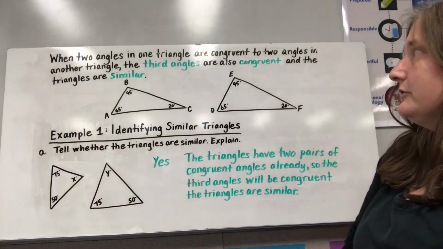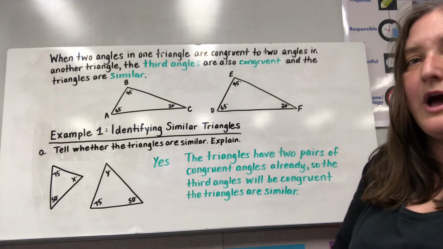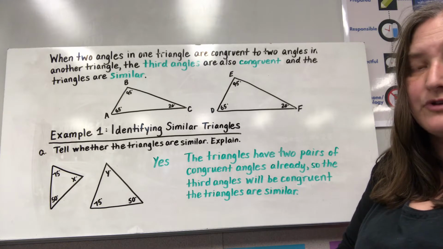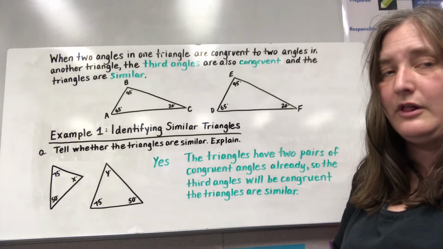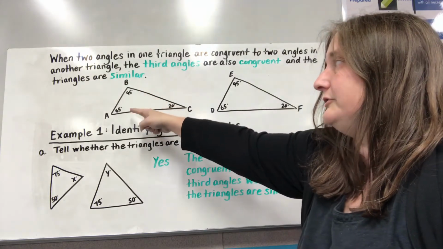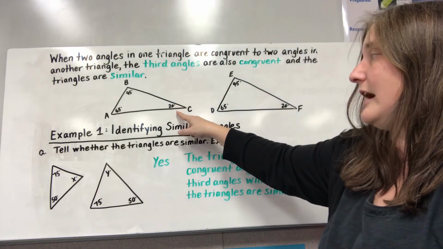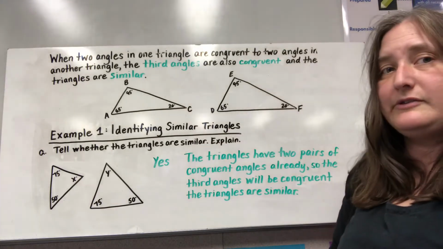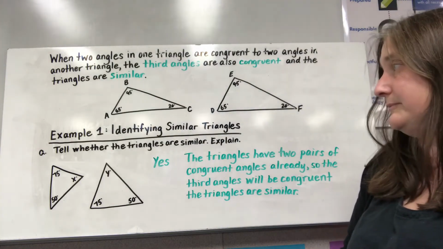So when two angles in one triangle are congruent to two angles in another triangle, we automatically know that that third angle is also going to be congruent and the triangles are going to be similar. Since triangles have to have a total of 180 degrees, once you know two of those angles, this angle is already predetermined. You just have to do 180 minus those two angles to find the other. So as long as they have two angles that are the same, we know they're going to be similar.